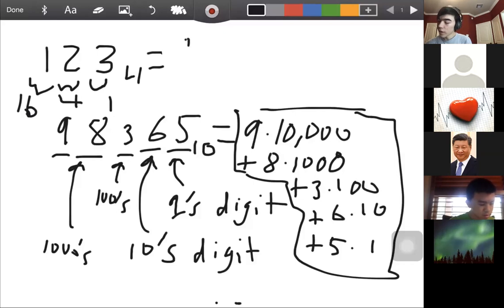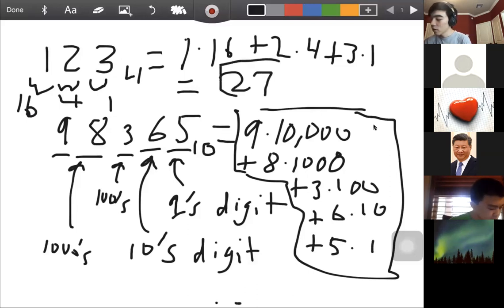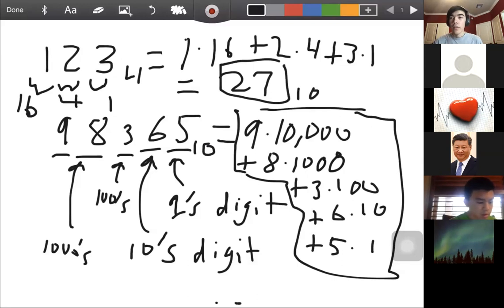Similar to how we had 1, 10, 10 squared, 10 cubed. So if we do the similar thing, we can get 1 times 16 plus 2 times 4 plus 3 times 1. And if we calculate this, what do you guys think this is? This is basic arithmetic. Okay, I see a lot of people with incorrect answers and some people with correct answers. So yeah, you're right, it's this. And this is in base 10 now. Okay, that's how bases work.